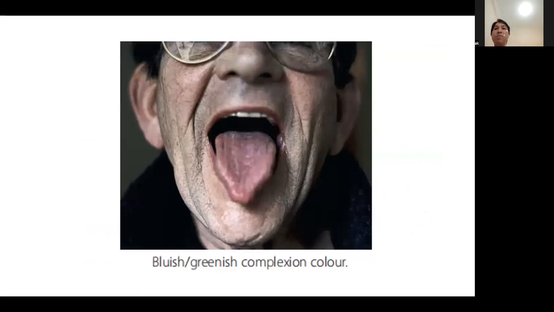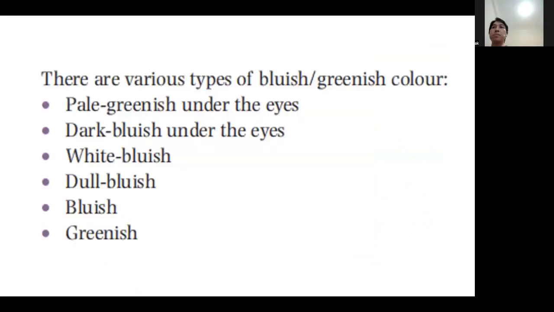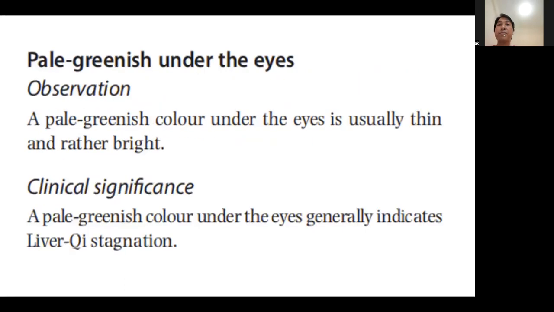This one is the sample of bluish-greenish complexion color. There are various types of bluish-greenish color. One, pale greenish under the eyes. Two, dark bluish under the eyes. Then white bluish, dull bluish, bluish, and greenish.